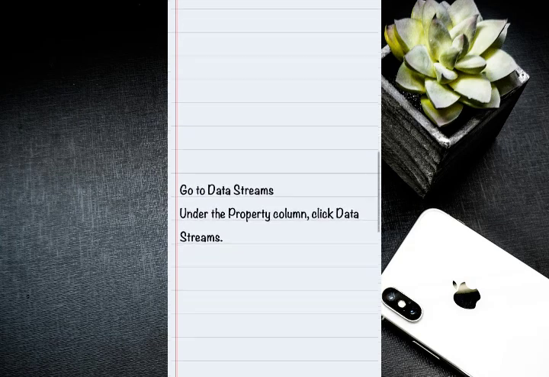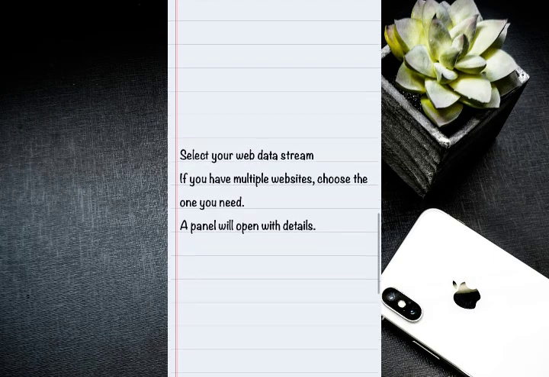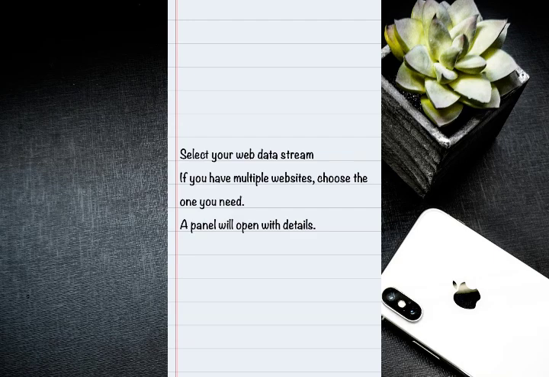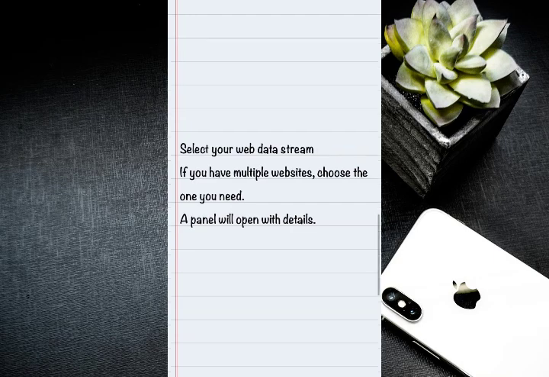Then after that, you have to go to the data stream. So under the property column, click data stream. Then select your web data stream. If you have multiple websites, just select the one you need, and a panel will open with its details.